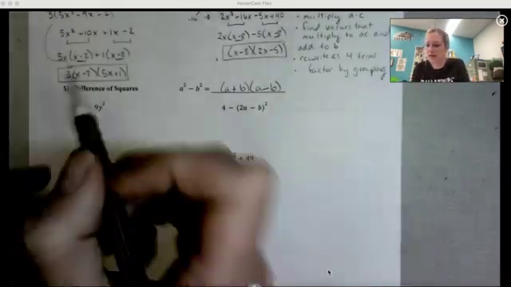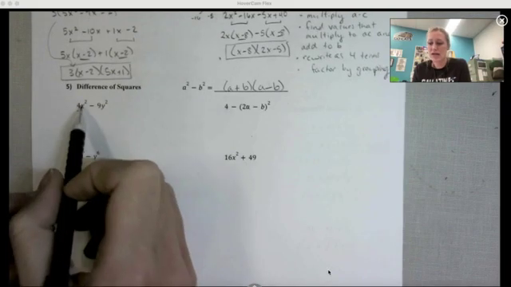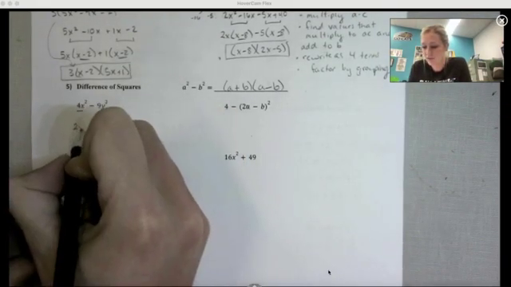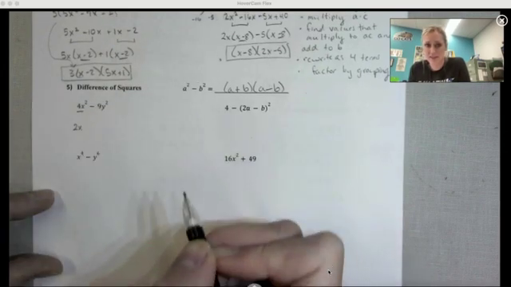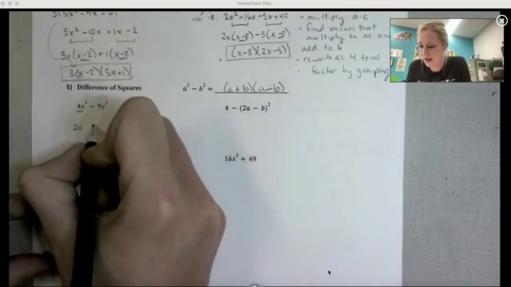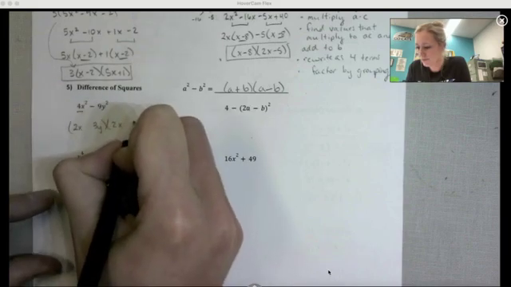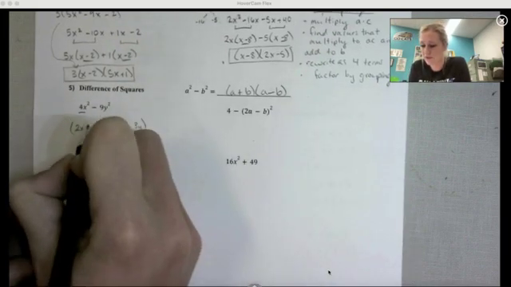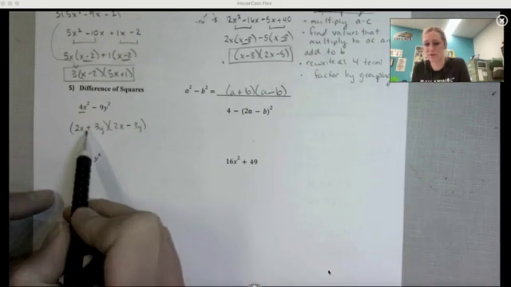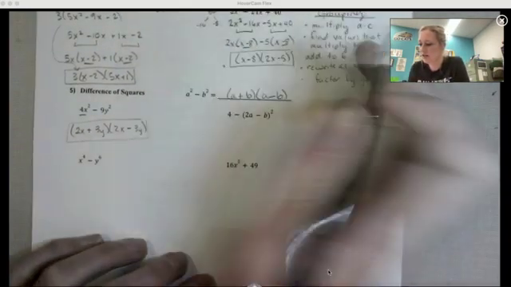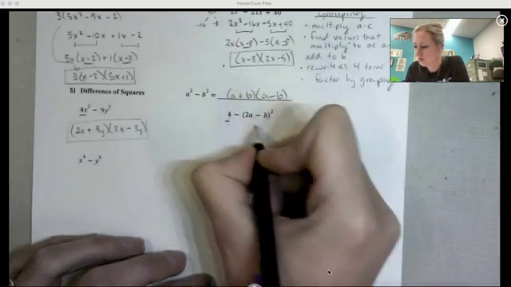So here's how I find it. I look at this term. Can I take the square root? Yes, it is 2x. I look at this term. Can I take the square root? Yes, it is 3y. So what I do is I rewrite those two roots, and one's addition, one's subtraction. Again, I could put subtraction, then addition, doesn't matter. So that is factored.